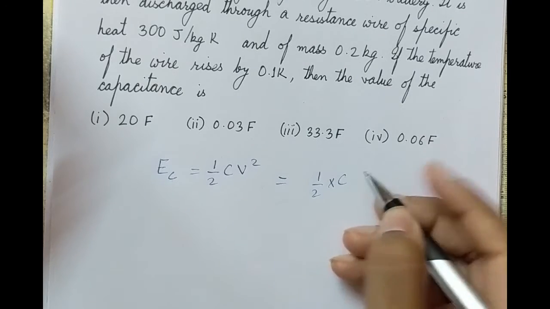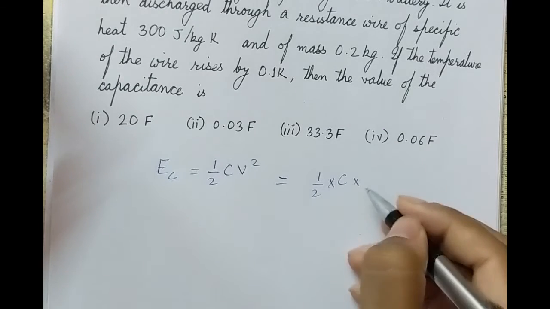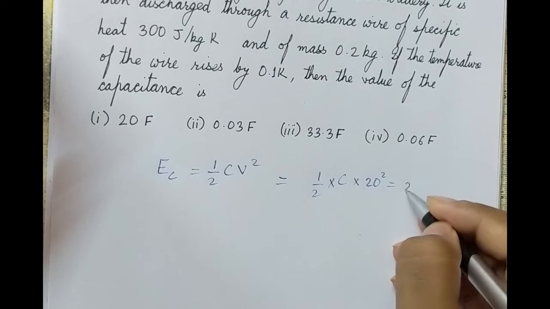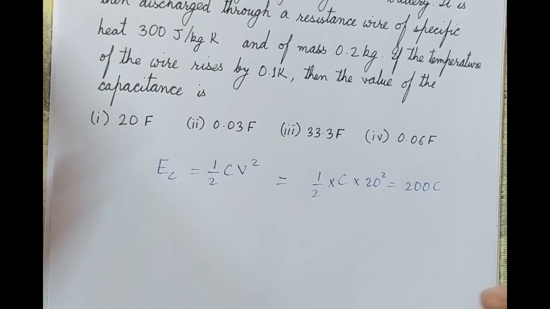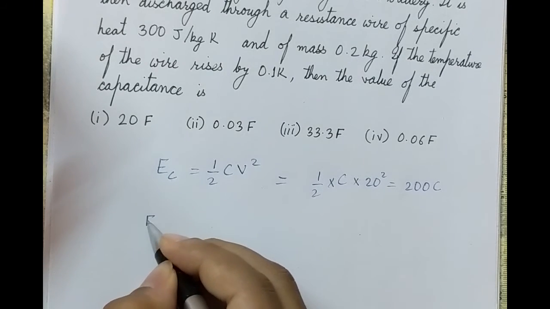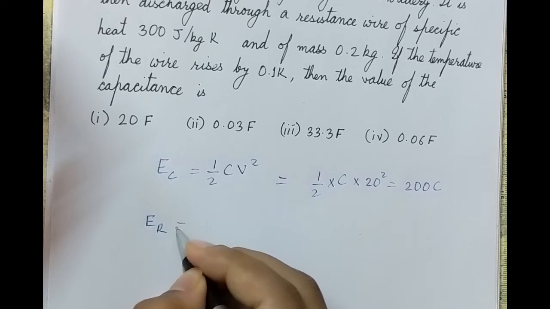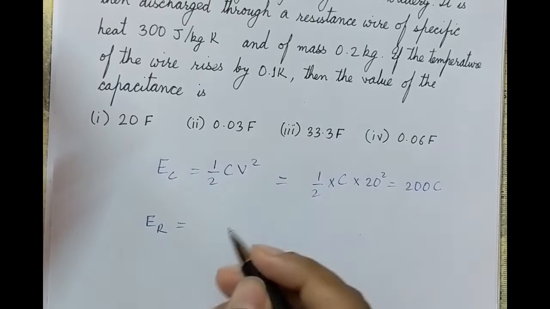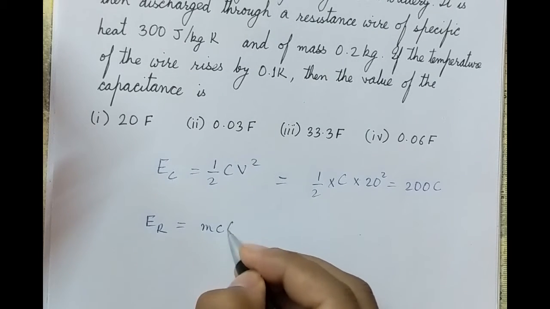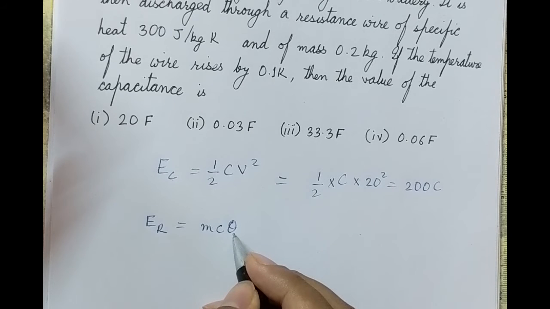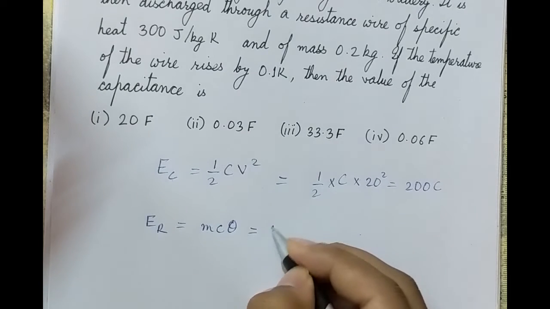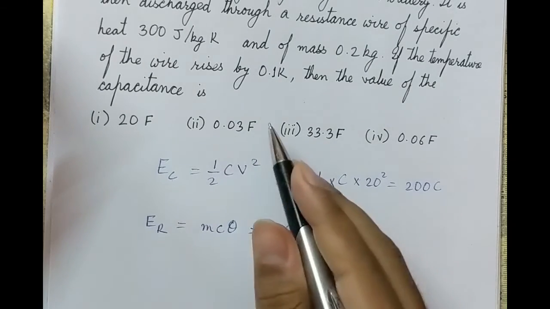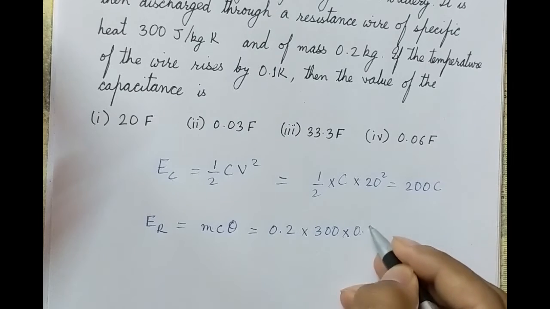Half into C, we do not know C yet, into V square is 20 square. That will give me 400 by 2, that's just 200 C. We also need to find the energy from the resistance, which we will get by our formula of heat energy, which we did in calorimetry, that is mc theta, mass into specific heat capacity into change in temperature. Mass is 0.2 kg, specific heat capacity is 300, change in temperature is 0.1 Kelvin.